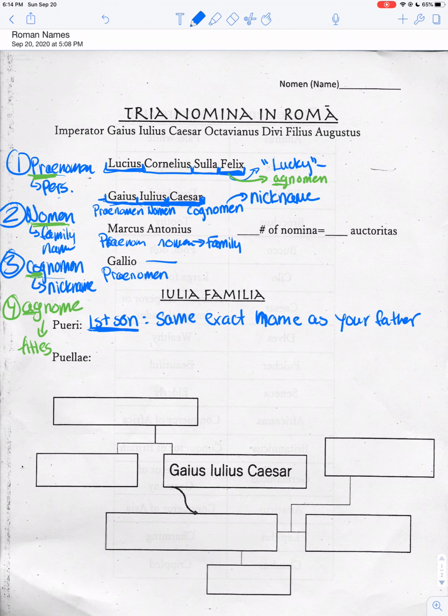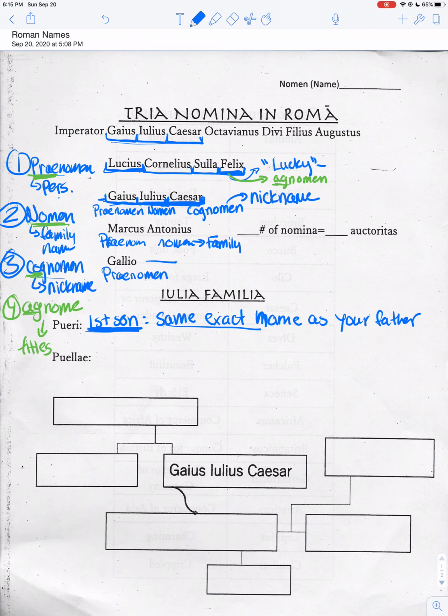And so if we want to go through this again, Gaius is our praenomen, so his personal name. And then we have Julius, so that is the family that he's with. Caesar, because he is the adopted son of Caesar. Technically not the first son, because Caesar did not recognize his first son, who he had with Cleopatra. According to Caesar, he considered Octavius, after Caesar was dead, his first true son, so he has the exact same name, Gaius Julius Caesar.